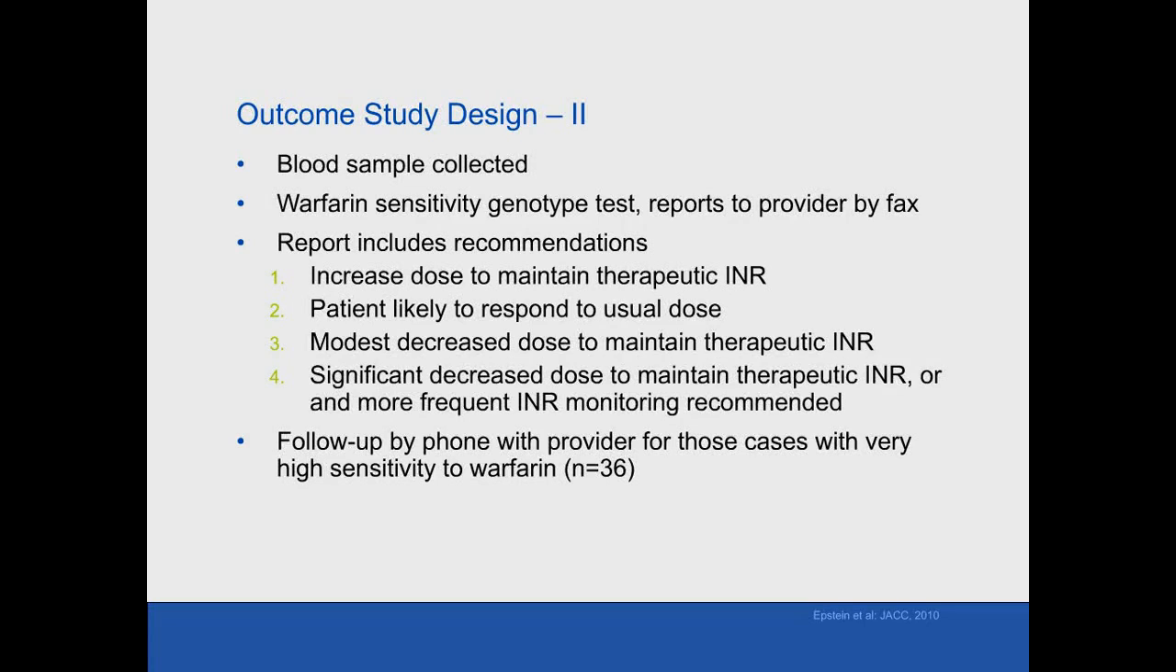Once the sample was collected, it was sent to the laboratory where genotyping was performed. The report was then faxed to the provider, and the laboratory report included recommendations for dosing. The recommendations essentially were: increased dose to maintain therapeutic INR, patient likely to respond to usual dose, modest decreased dose recommended to maintain therapeutic INR, or a significant decreased dose to maintain therapeutic INR, and more frequent INR monitoring recommended.